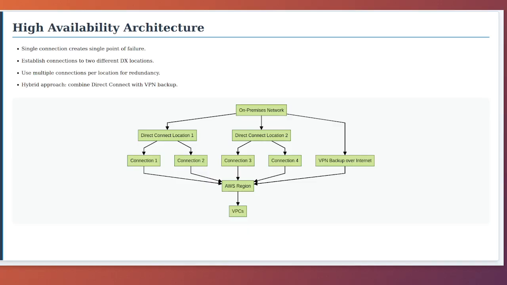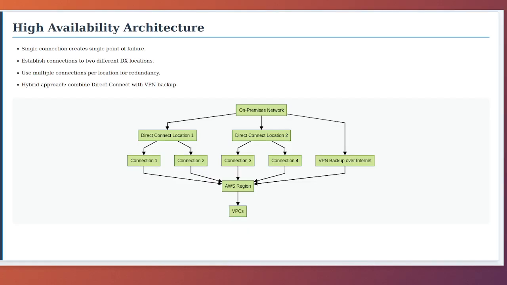The most basic level of redundancy is to establish two separate Direct Connect connections to the same Direct Connect location. These should connect to different ports on the AWS equipment, and ideally to different routers in your on-premises infrastructure. If one connection fails, the other can continue to carry traffic. Both connections are active simultaneously, and BGP routing ensures traffic automatically fails over to the remaining connection if one goes down.